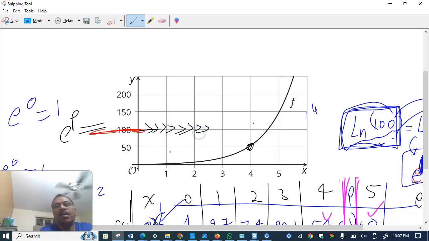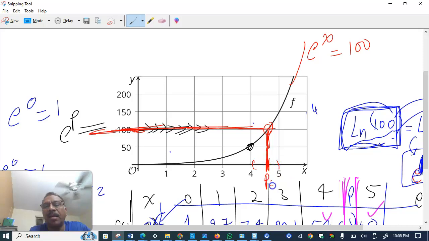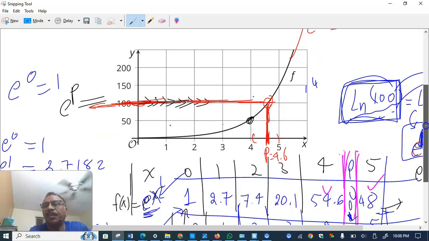Draw a horizontal line that intersects this piece here. So we already get this piece. So this is e raised to x, and we want to know when this is going to give 100 as output. Then from here you go all the way down, and approximately we can write that's going to be p, and the p is between 4 and 5, almost like 4.6 here. So that's the answer.